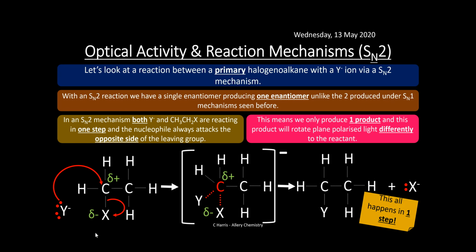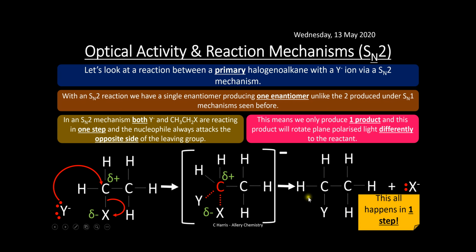So then we form this kind of intermediate, and the reason why we can do this is because we've got a lot of space around here, with it being a primary halogenoalkane. So this Y can squeeze in here. You couldn't do this with tertiary because you'd have methyl groups there, which are too big. So it forms this bond, and this bond breaks at the same time. So it all happens in one step.